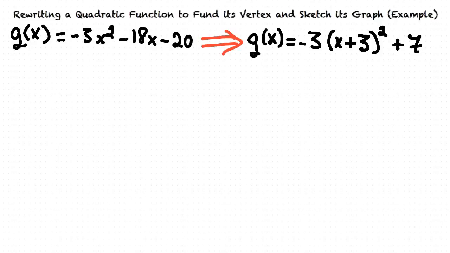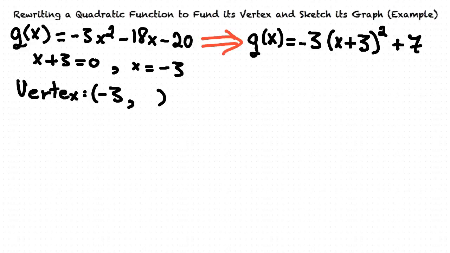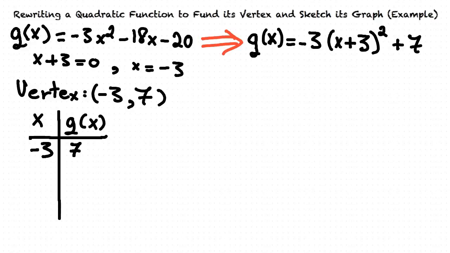To find the vertex, we set x plus 3 equal to 0 and solve for x to get our x value. After solving for x, we get that the x value of the vertex of this graph is negative 3. Then we can substitute negative 3 in for x in our equation g of x to find the y value of our vertex. If negative 3 were substituted into the equation, this would give us 7 as our y value. Now we know that the point (negative 3, 7) is on our graph, and it happens to be the vertex.